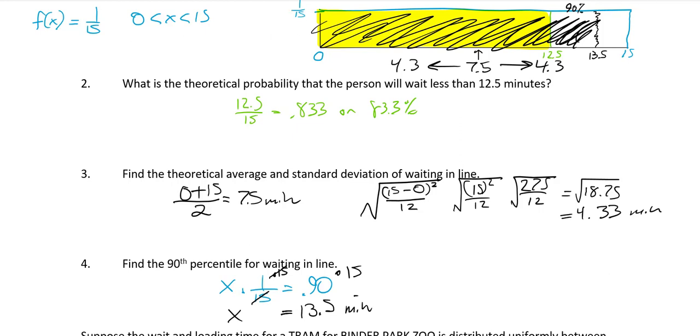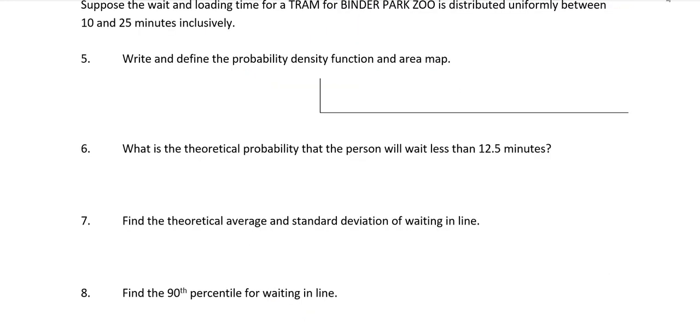The easy level problem. Let's level this up a little bit by shifting your time frame. Now we have a tram at Binder Park Zoo, and it's going to be between 10 and 25 minutes to pick you up. So the wait and loading time of the tram is 10 to 25 minutes. I thought of this problem because that tram is going to come every 15 minutes, but it's going to take 10 minutes to load.